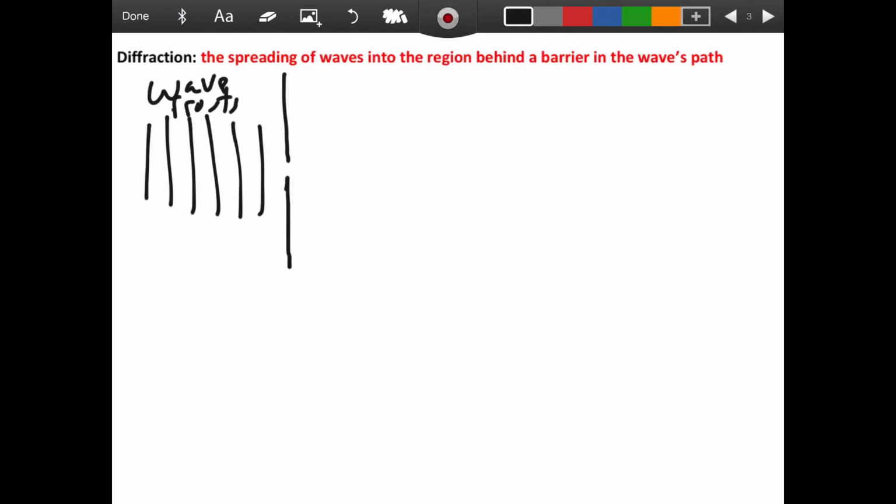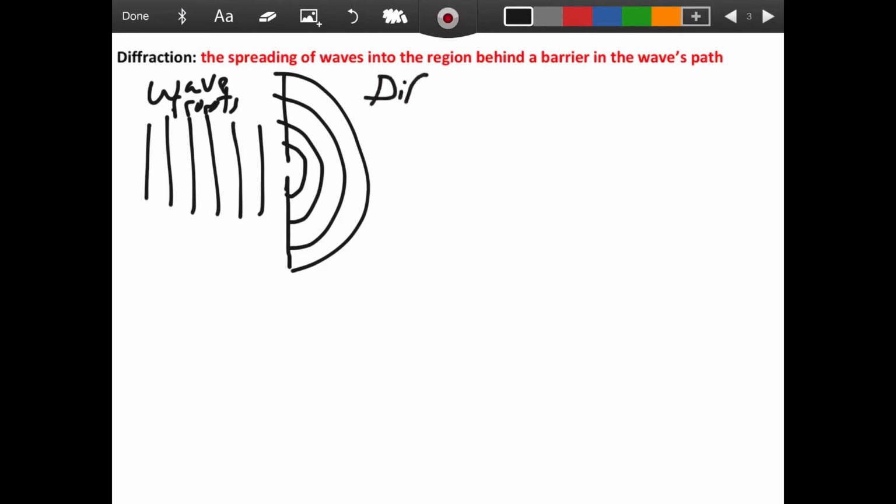As they strike this barrier, they're going to diffract, and they'll create a pattern like this. Now, the smaller the opening, the larger the diffraction pattern.